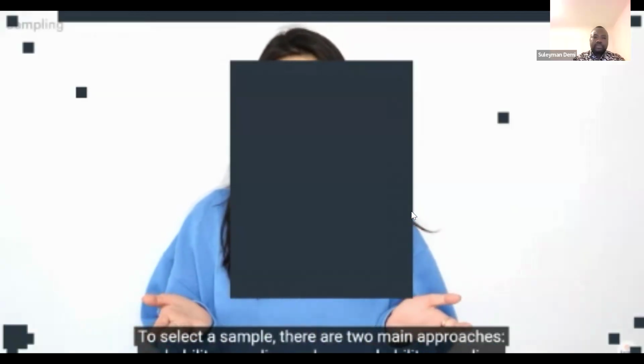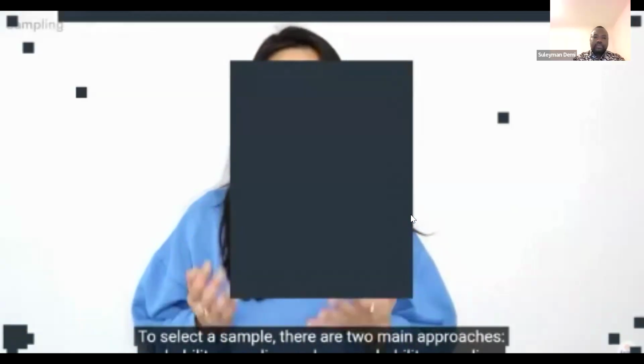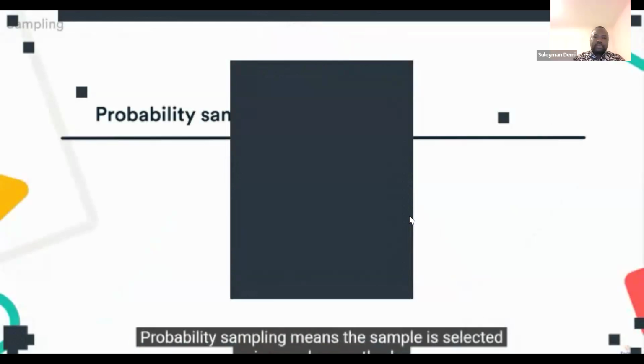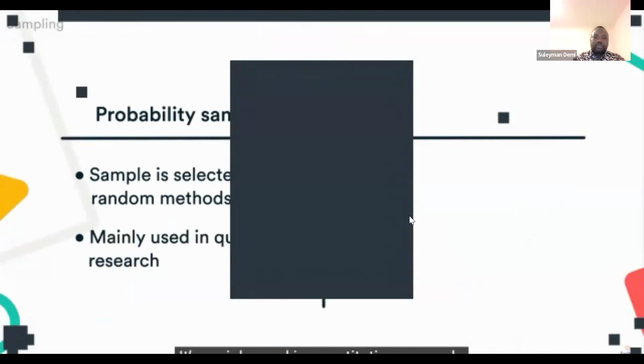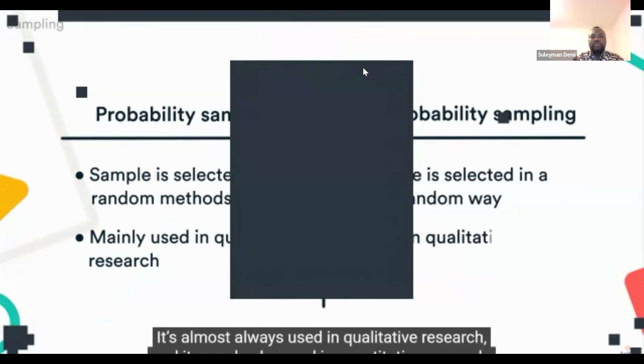To select a sample, there are two main approaches: probability sampling and non-probability sampling. Probability sampling means the sample is selected using random methods. It's mainly used in quantitative research. Non-probability sampling means the sample is selected in a non-random way. It's almost always used in qualitative research.